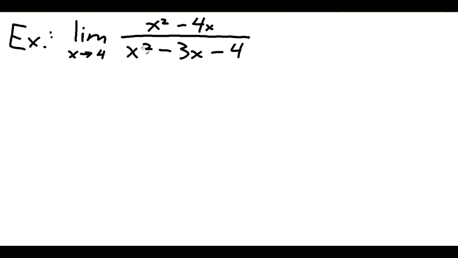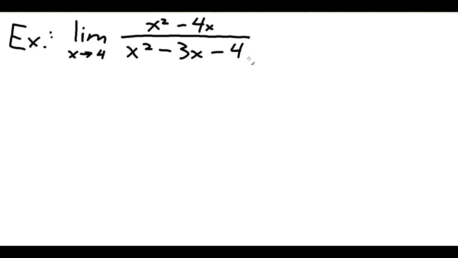So we have 4 squared is 16. 3 times 4 is 12. 16 minus 12 is 4. 4 minus 4 is 0. That, unfortunately, means that we cannot use the direct substitution property. If we try plugging that in, we have division by 0, which is undefined. That doesn't give us an answer.